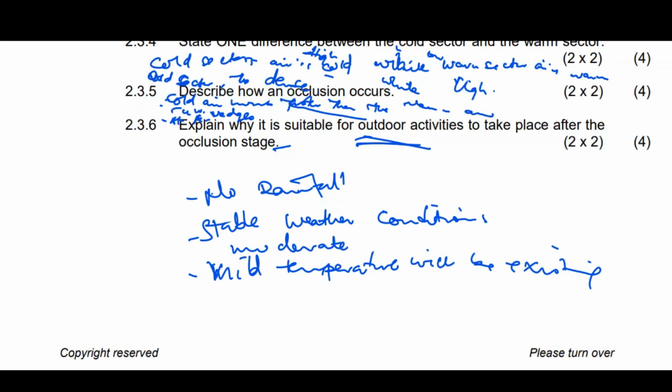What about the winds? The winds will be calm. If the speed is not that rapid, it simply means if you want to put your tent outside, or have your braai outside, your activities will be going on very well. Because it's after the occlusion, the conditions are calm, and so on and so forth.